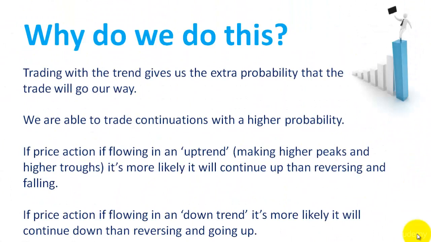Trading with the trend gives us not only the extra probability that the trade will go our way, but also a higher certainty that the trade will hit target, even though we accept a lower reward for this heightened probability. It is absolutely crucial that we don't try and short in an upward trend or go long in a downward trend. We want to work with probabilities here as traders, and we trade what we see, not what we think.